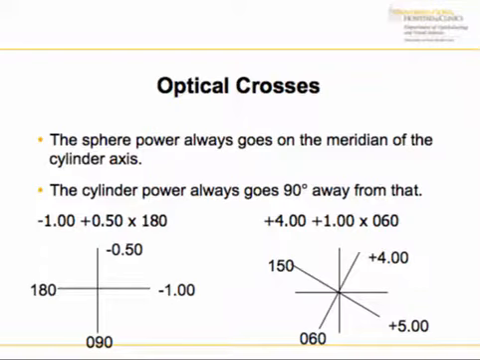This power goes 90 degrees away from the sphere power, in this example at 90 degrees. In the second example, you see that the +4.00 diopter power is put on the axis orientation of 60 degrees. The sum of the +4.00 diopter sphere power with the +1.00 diopter cylinder power is +5.00 diopters. This power goes 90 degrees away from the sphere power, in this example at 150 degrees.